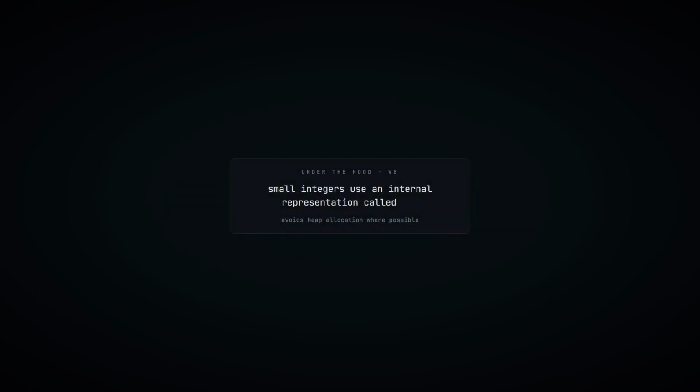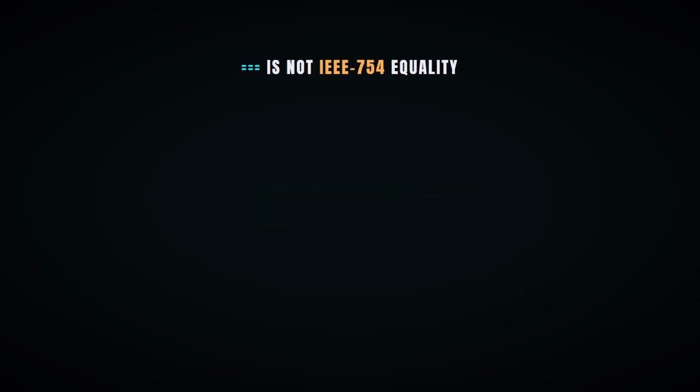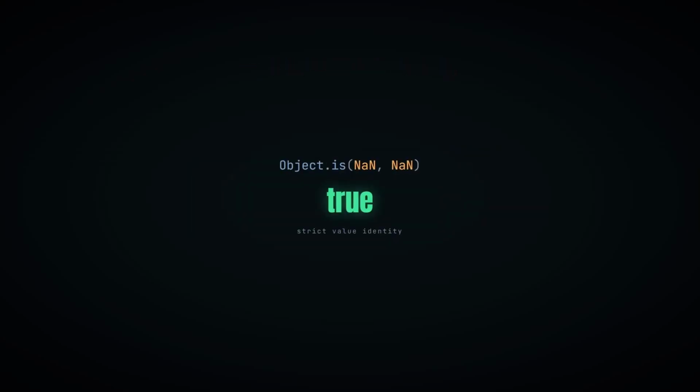Under the hood, engines like V8 optimize this using an internal representation called Smi, small integers, to avoid heap allocation where possible. But conceptually, JavaScript only cares about the number. Notice how ECMAScript intentionally defines triple equals differently from IEEE 754 equality for edge cases. For instance, triple equals treats +0 and -0 as equal, but treats NaN as not equal to itself, which is why JavaScript also gives us Object.is for strict value identity.